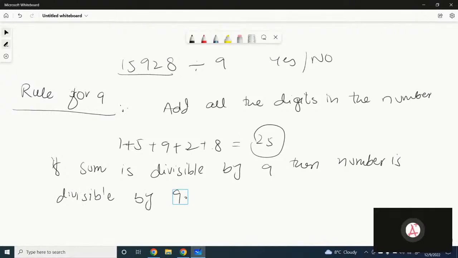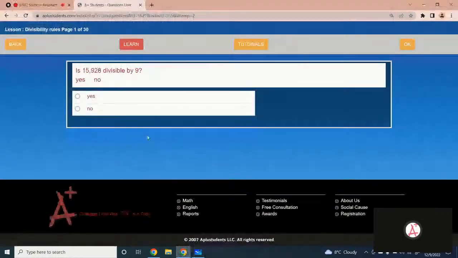Do we have 25 in the table of 9? No. 9 times 2 is 18 and 9 times 3 is 27. We don't have 25 in the table of 9. That means no, the number is not divisible by 9. Got it? It is that easy, but dividing 15,928 is a bit long and time-consuming. So the divisibility rule for 9 is to add all the digits in the number. If the sum is divisible by 9, then the number is divisible by 9. So for this one, the answer is no. Got it, everyone?